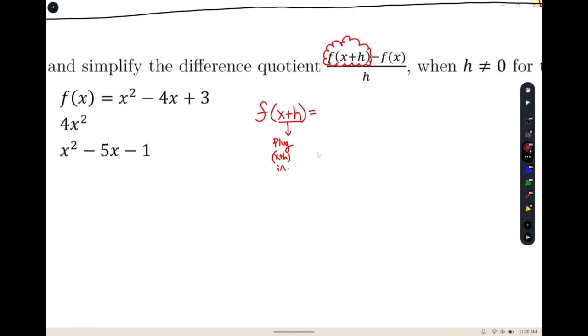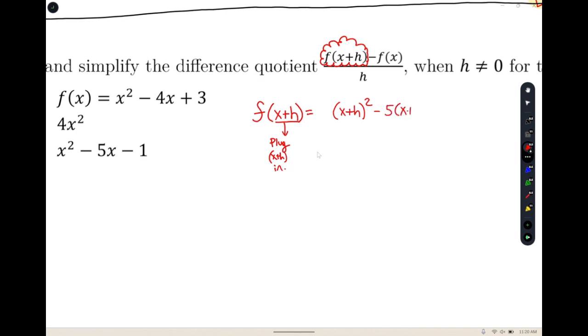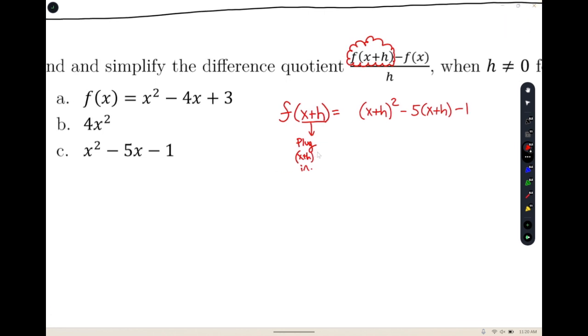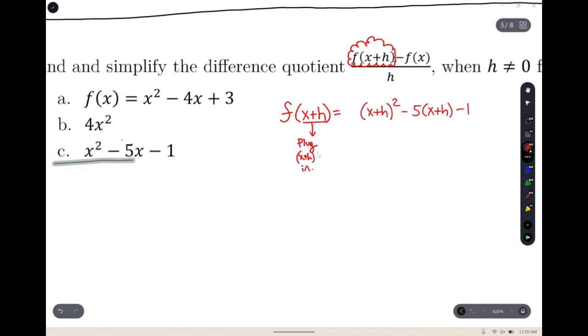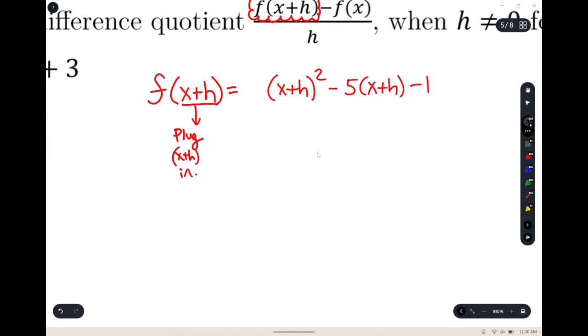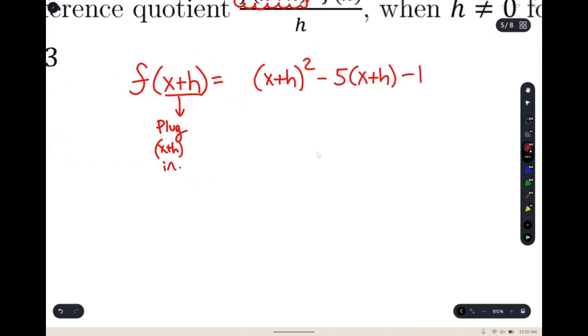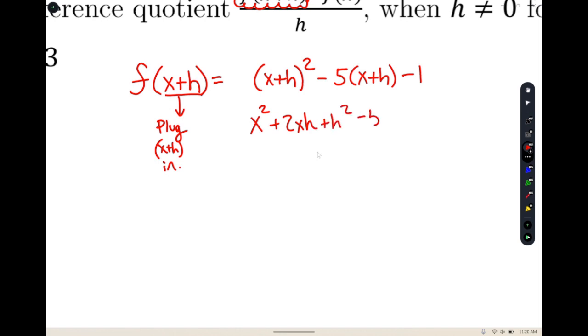So plug it into the first one, and we get x squared, x plus h squared. Careful. Minus 5 times... Wait, are you doing A or C? I'm doing C. It's going to be the same type of problem. Okay, so then you can just distribute. So that'll be x squared plus 2xh plus h squared minus 5x plus minus 5h minus 1. Any like terms that combine?